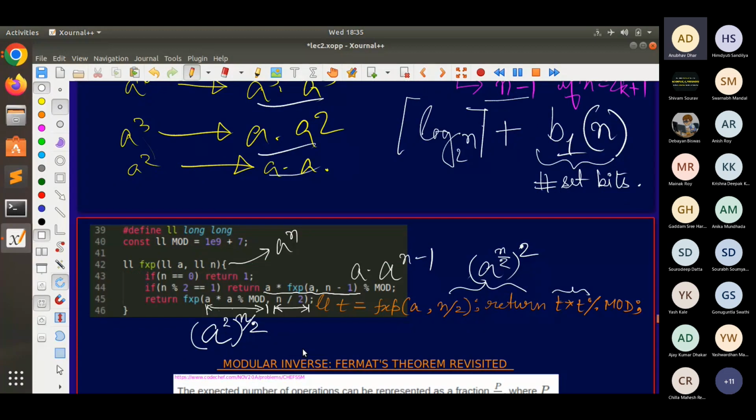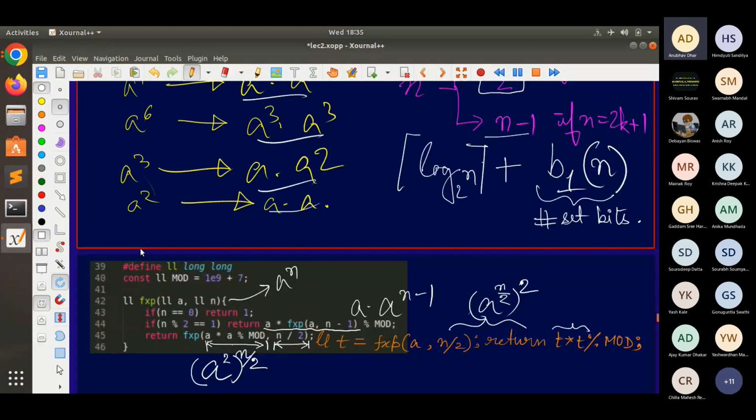Okay, so is there a problem with this code? Anyone? No. So I'm assuming that this is clear. Okay, it might take some time to understand intuitively what's going on, but yeah, so this code runs in log n time.